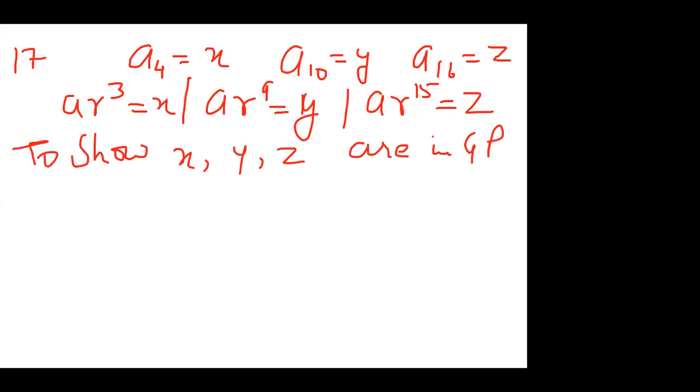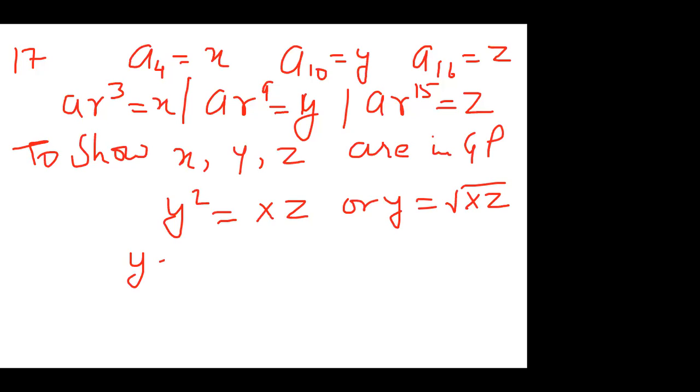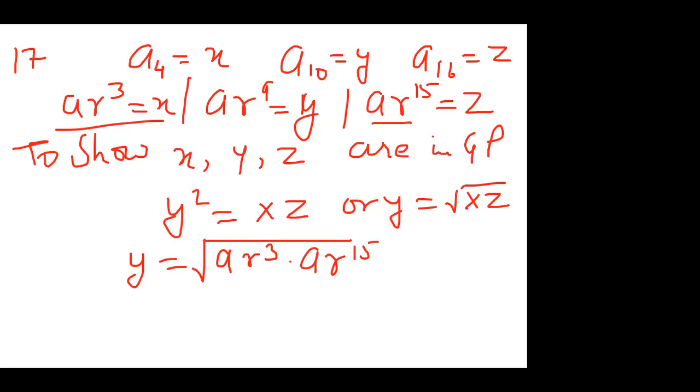If x, y, z are in GP, then y squared must equal xz, or y must equal the square root of xz. So let us calculate. x is a r^3 and z is a r^15. In multiplication, powers get added.